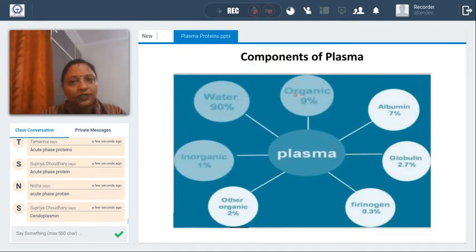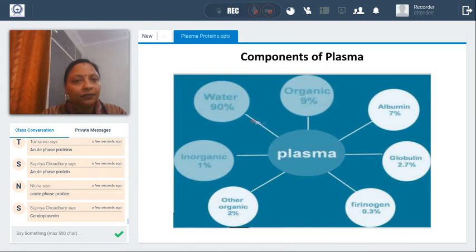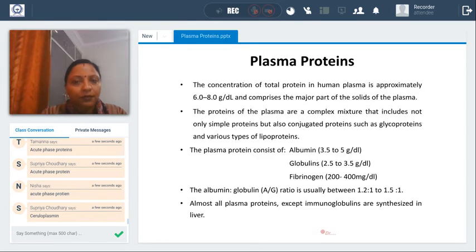These are the components of plasma: water approximately 91%, organic 9%, inorganic around 1%. The major plasma proteins are albumin, globulins and fibrinogen, usually in a ratio of 1.2 to 1 or 1.5 to 1. Almost all plasma proteins except immunoglobulins are synthesized in the liver.